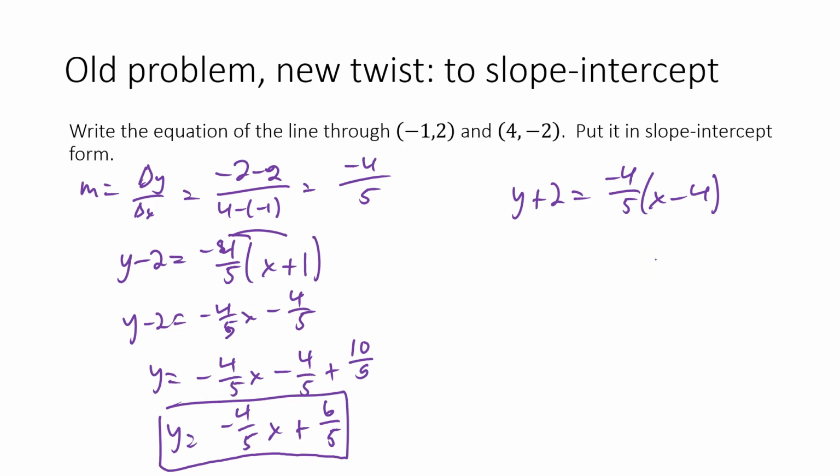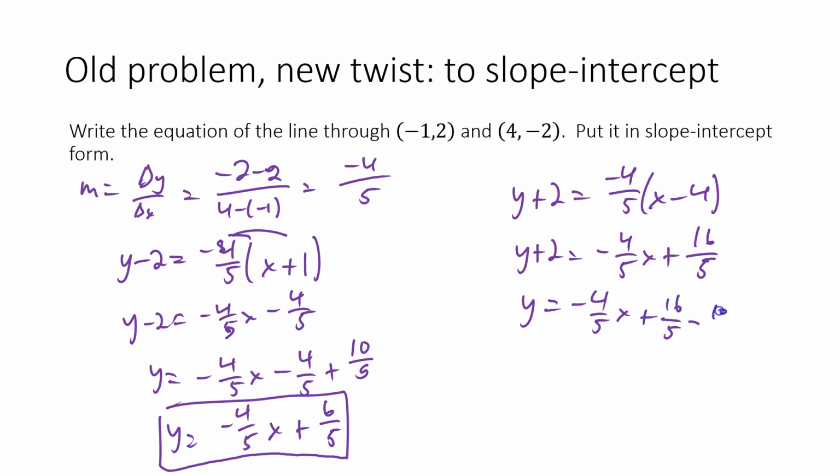Well, let me give it a shot and see if we get the same thing. y plus 2 equals -4/5 x plus 16/5. Now I'm going to subtract 2 from both sides. Well, 2 in terms of fifths is 10/5 again. So y is equal to -4/5 x plus 16/5 minus 10/5. Hey, check it out. -4/5 x, whoops, plus 6/5.